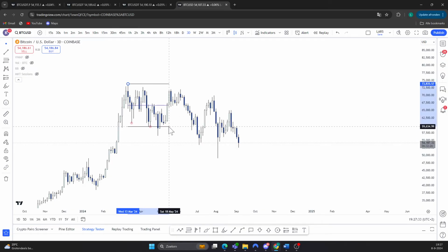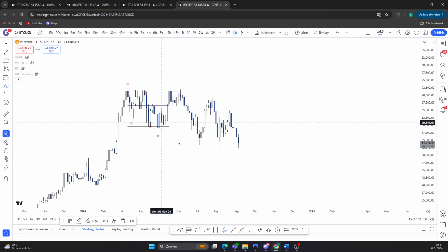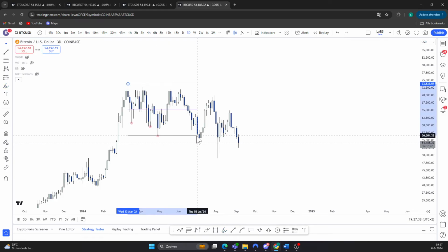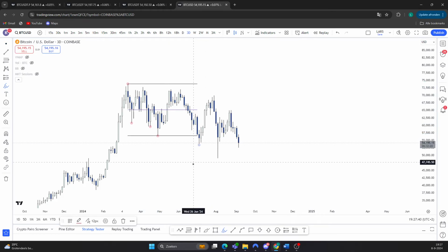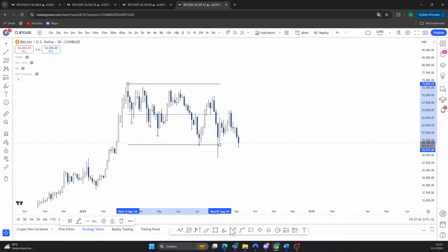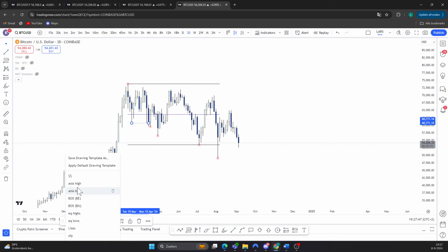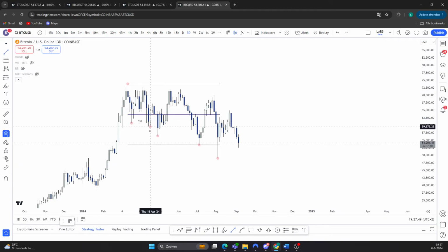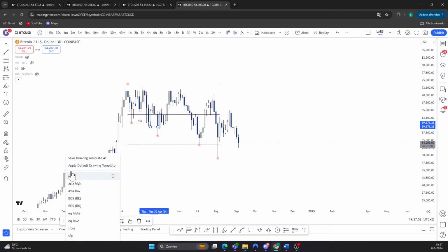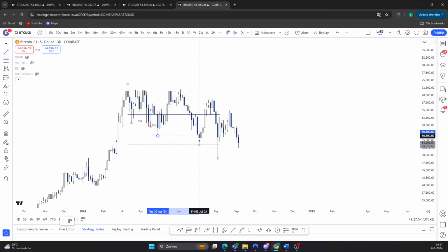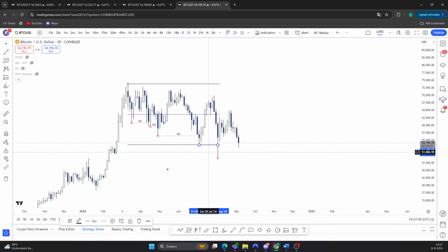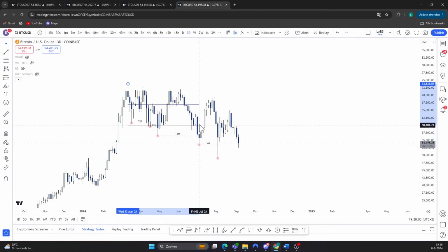From there, we deviate the low yet again, right here. And again, right here. So all these lows are just liquidity grabs, right? Liquidity grab 1, liquidity grab 2, liquidity grab 3, liquidity grab 4. Boom. All while every deviation stayed in the DL2, right?